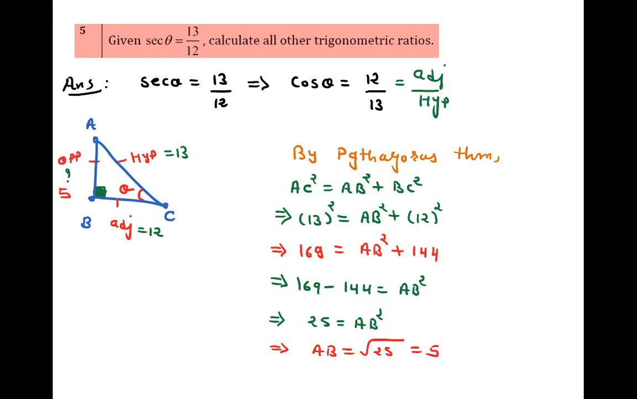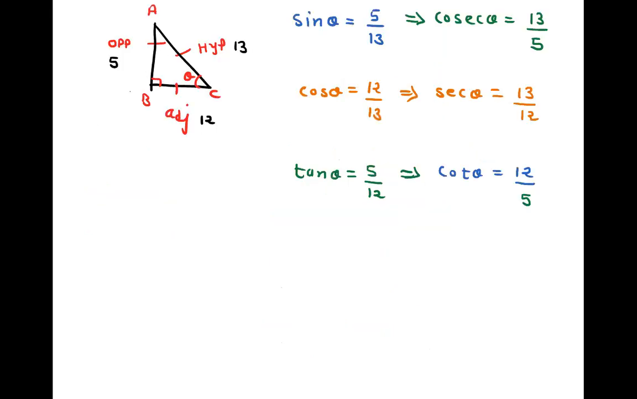Directly saying AB is 5 units is not enough. But you can put this in direct mode. You don't need to always write opposite upon hypotenuse and so on. So this is the last question for today's tutorial. The tutorial is remaining, but today I'm stopping here.